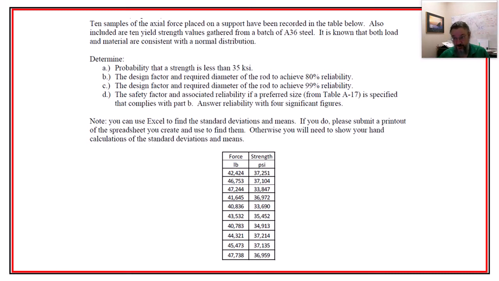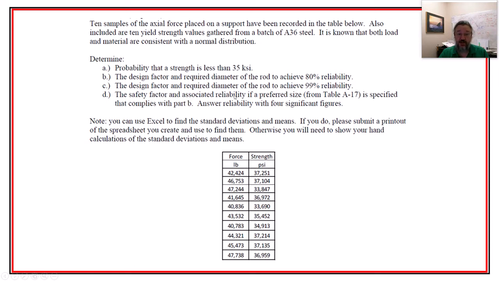There's just 10 numbers we got from the force applied to the thing, and 10 numbers we got from the strength. And we know that both of them follow a normal distribution, right? So we want to find the probability that a strength is less than 35 KSI. And this is A36 steel, by the way, so hopefully the average is near 36 KSI for the yield strength. We want to find the design factor for a reliability of the rod for 80% reliability. We want to find a design factor required for the rod for 99% reliability.